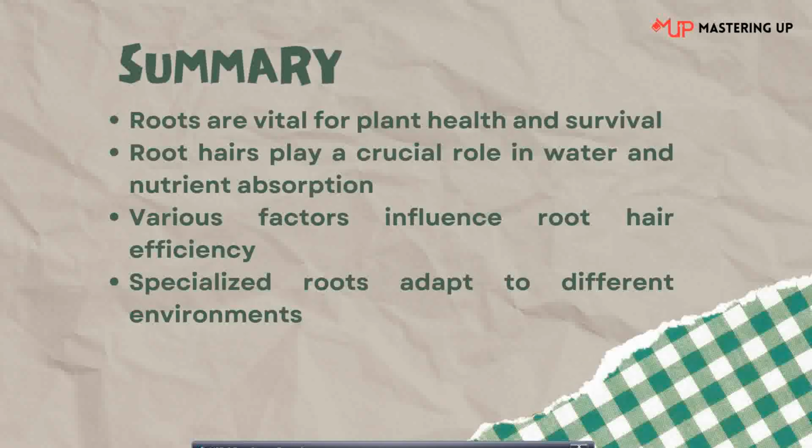That's all with our class. Now let's go for the summary of what we have discussed. Roots are vital for plant health and survival. Root hair plays a crucial role in water and nutrient absorption. Various factors influence root hair efficiency, and specialized roots adapt to different environments. Other than this, we discussed the parts of the root and the function of the root, and mainly in this class we studied the root hair, its role, the factors that influence its efficiency, and specialized roots that are adapted to different environments.